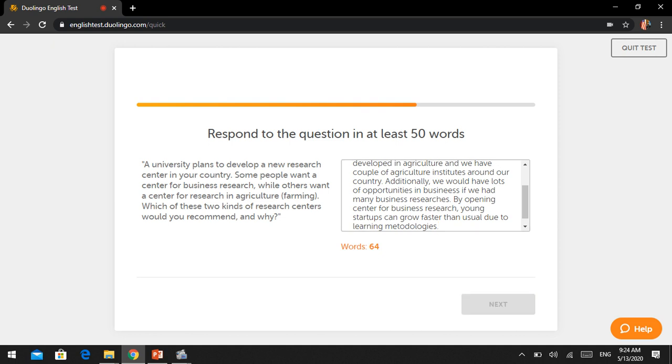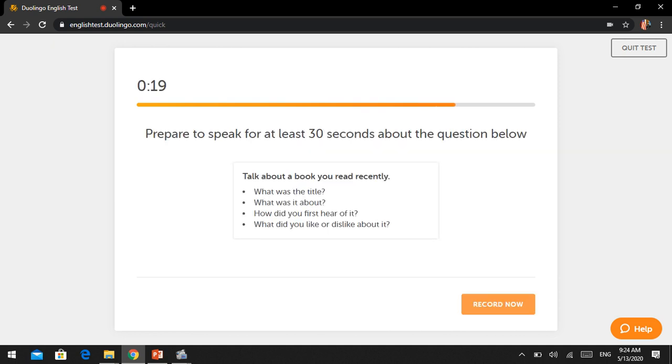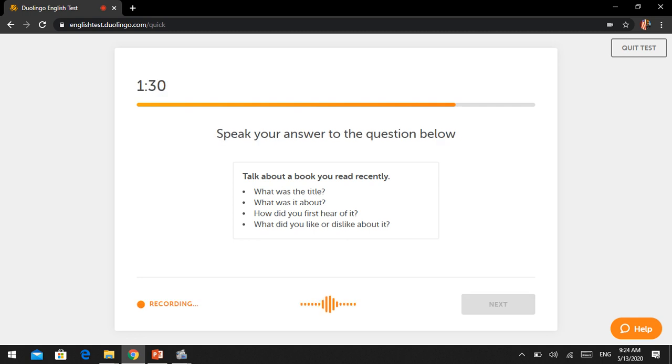Let's continue. Talk about the book you read recently. What was the title? What was it about? How did you first hear of it? What did you like or dislike about it? Recently I read a romantic book. Its title was One Day in December, and it was about a girl and a boy who couldn't meet for a year, just meeting in the bus.